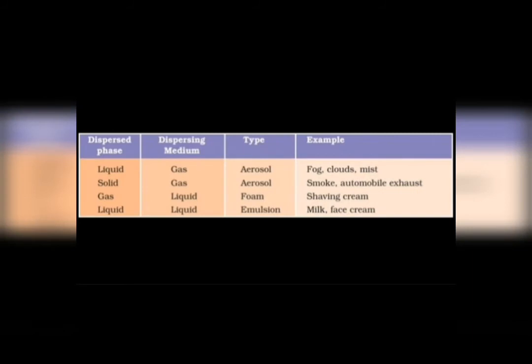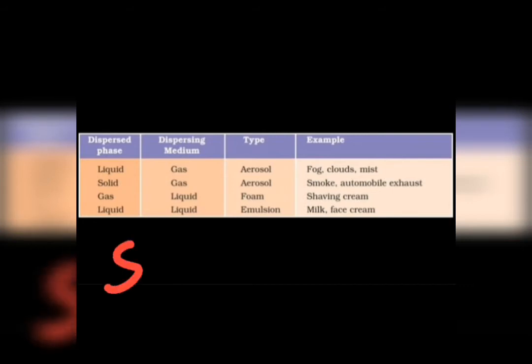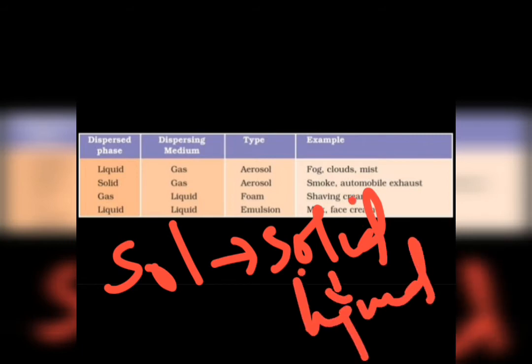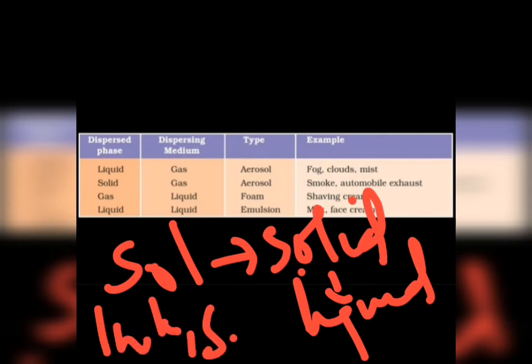Students, sol is a colloid in which tiny solid particles are dispersed in a liquid medium. So in sol, solid particles are dispersed in a liquid. Our dispersion medium is liquid and our dispersed phase is solid particles. The examples of sol are ink, soap solution, starch solution, and most paints.